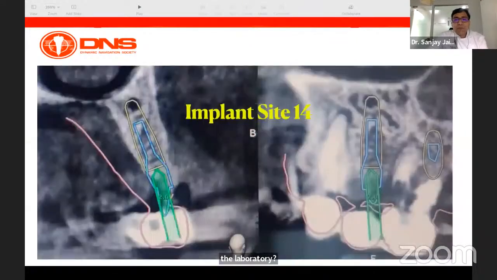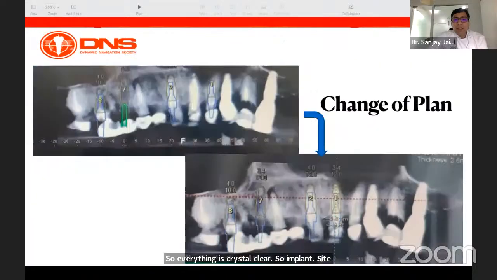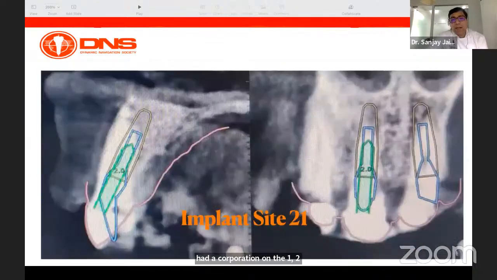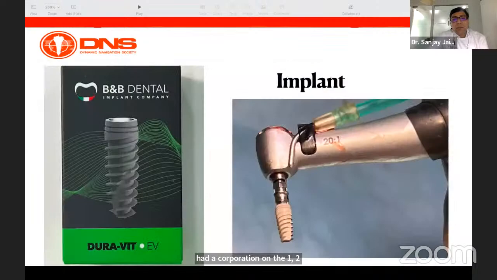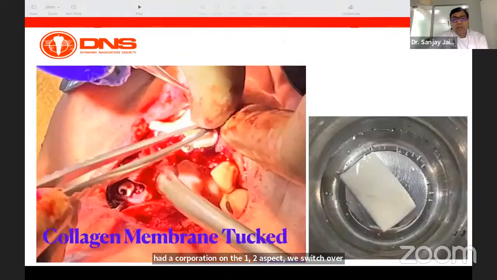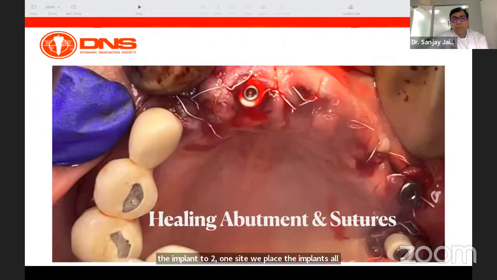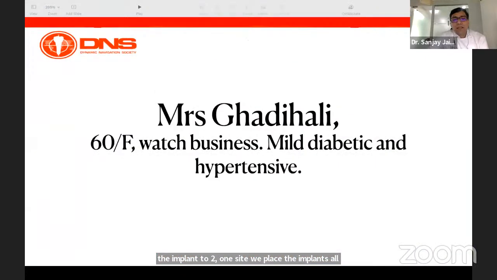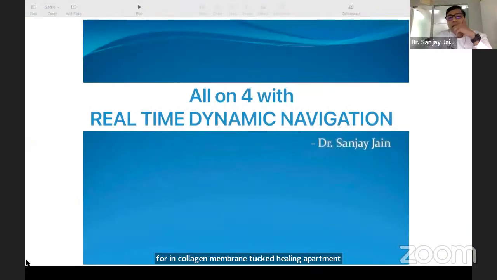So implant site with 16, here implant site with 11. Then because we had a perforation on the 12 aspect, we switched over the implant to the 21 site. We placed all 4 implants in, collagen membrane tucked, healing abutment placed. And there's another interesting case, of Gadiali, which we did with all on 4.